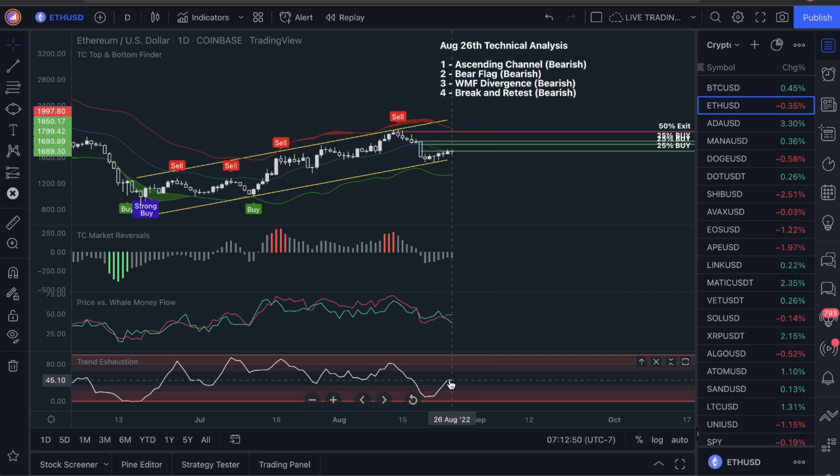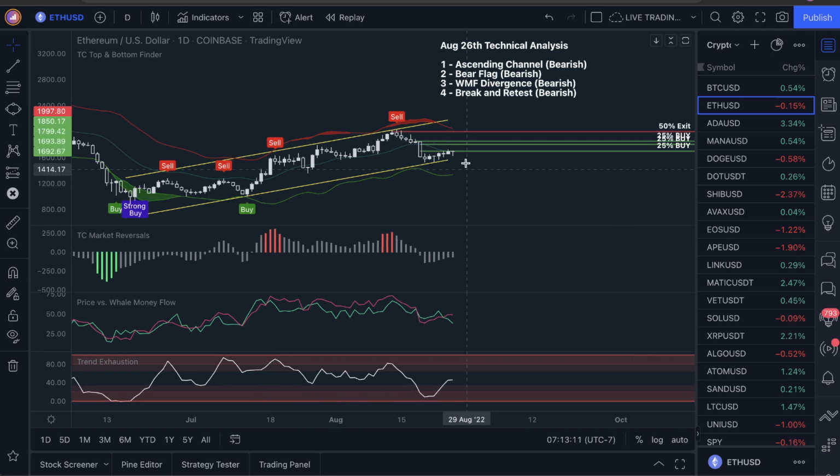Trend exhaustion right now, we're basically just sitting in the middle. The overall structure of crypto is very exhausted at the bottom here. We can see that when it gets down to these lower levels, that's usually when we're looking for moves back up. Now, is it as accurate at calling bottoms as the TC top and bottom finder? Like, no, it's not. This is the most accurate for tops and bottoms, but I'm just showing you guys where that's currently lying.